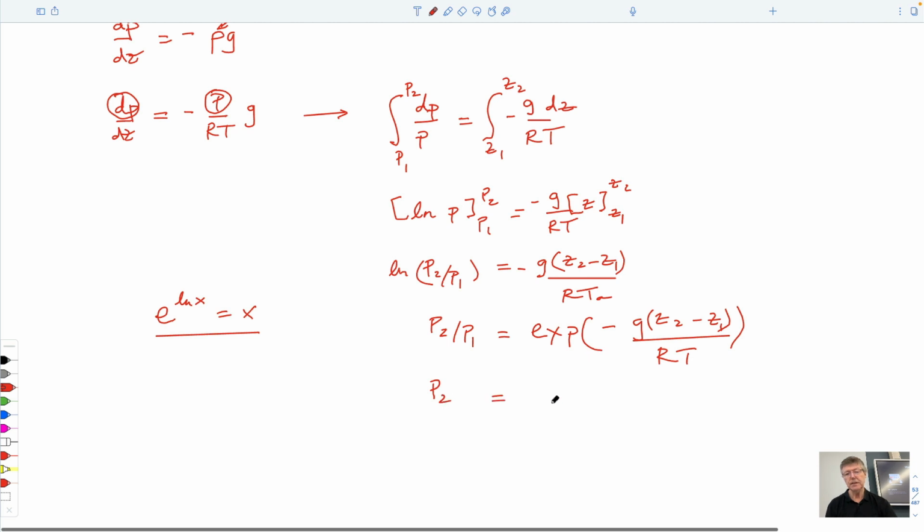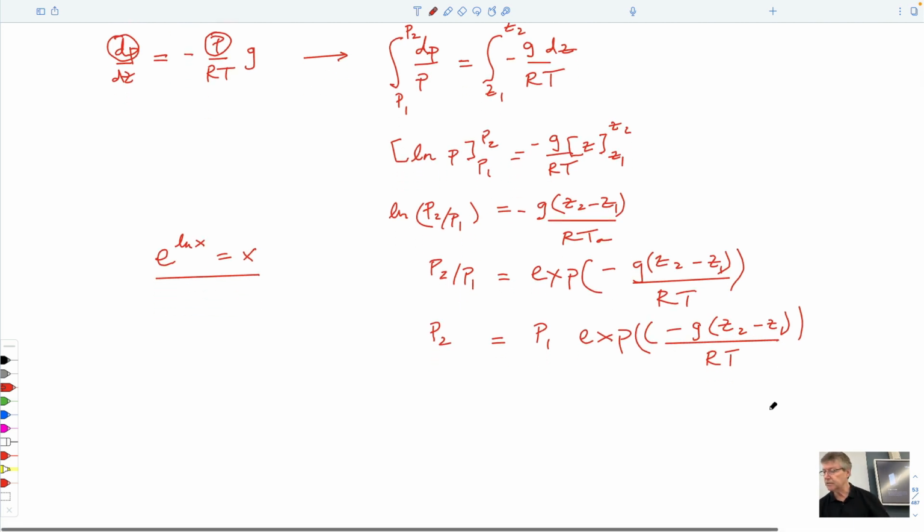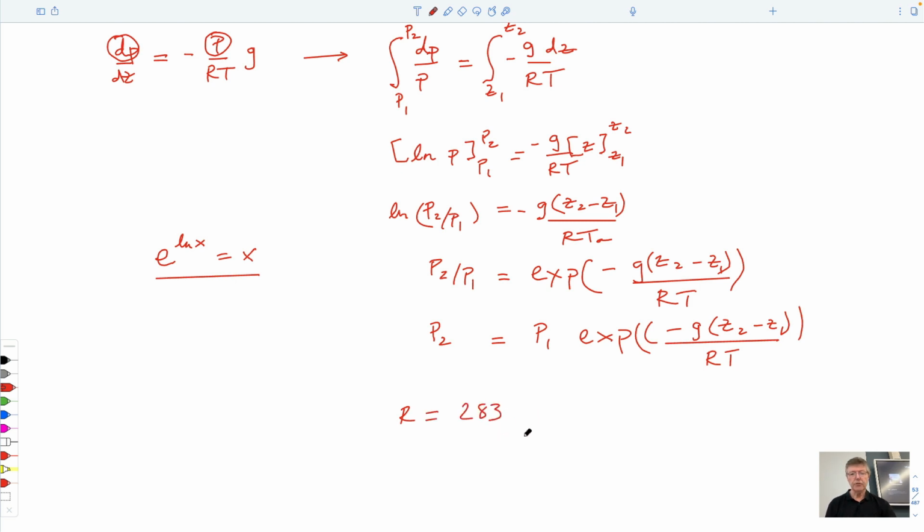So the pressure at point 2 is just equal to P1, both absolute pressures, times the exponential of minus gravity, not a very good G, the difference in elevation, Z2 minus Z1, over RT. And I'm reminded by my own notes that the gas constant R is equal to 283 joules per kilogram per Kelvin. And temperature, well, we're probably 20 degrees centigrade today, but we want it absolute. It is about 293 Kelvin.